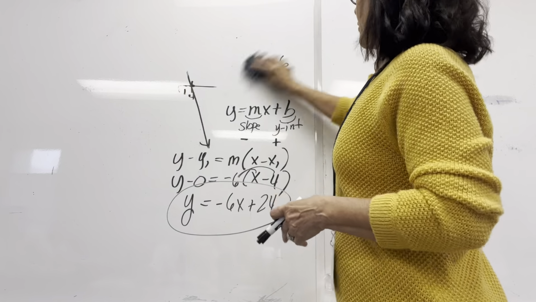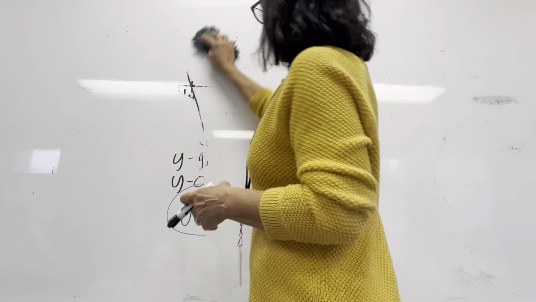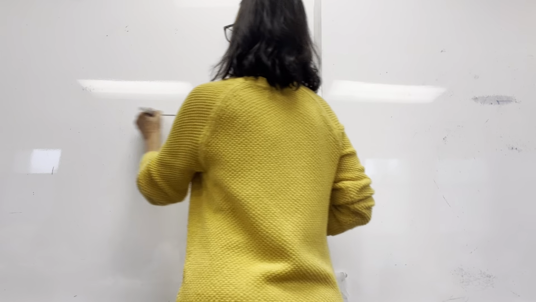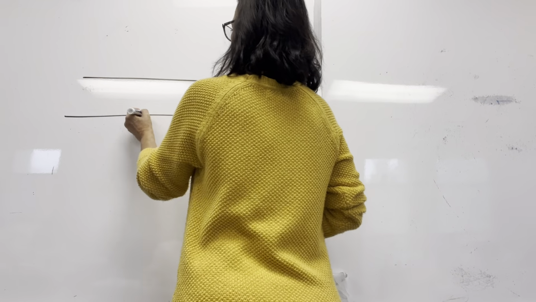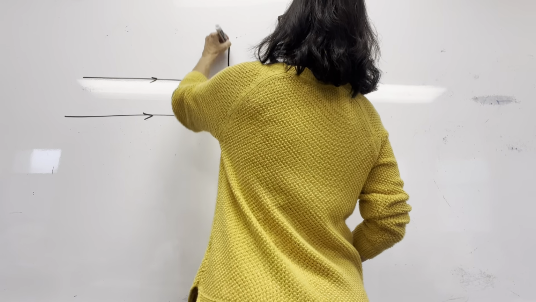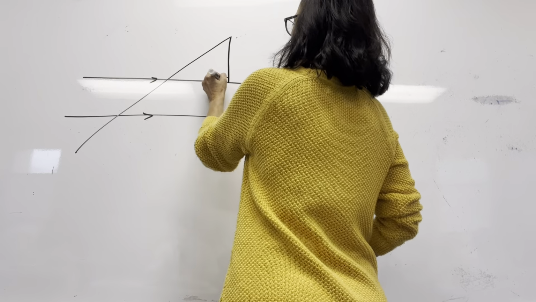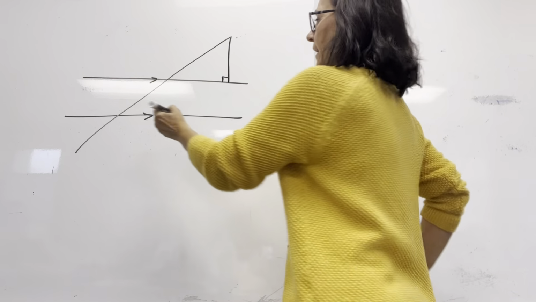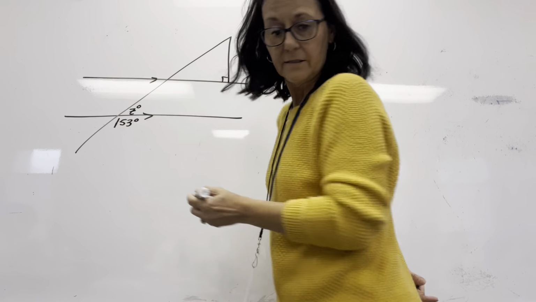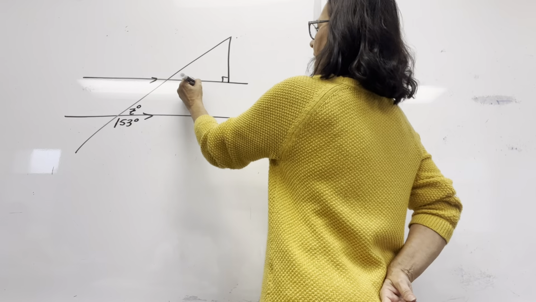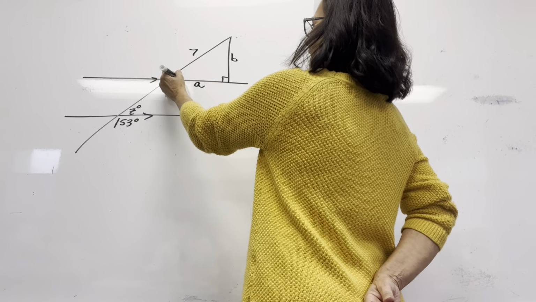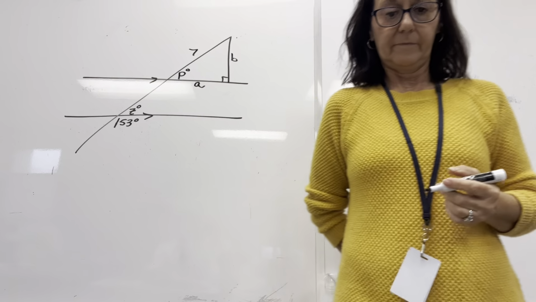All right, I do want to look at the second part of this lesson on transversals. This goes back to geometry. We have parallel lines, and then we have a right triangle. And we're given this: that is z degrees, this is A, this is 7, and this really is P degrees.